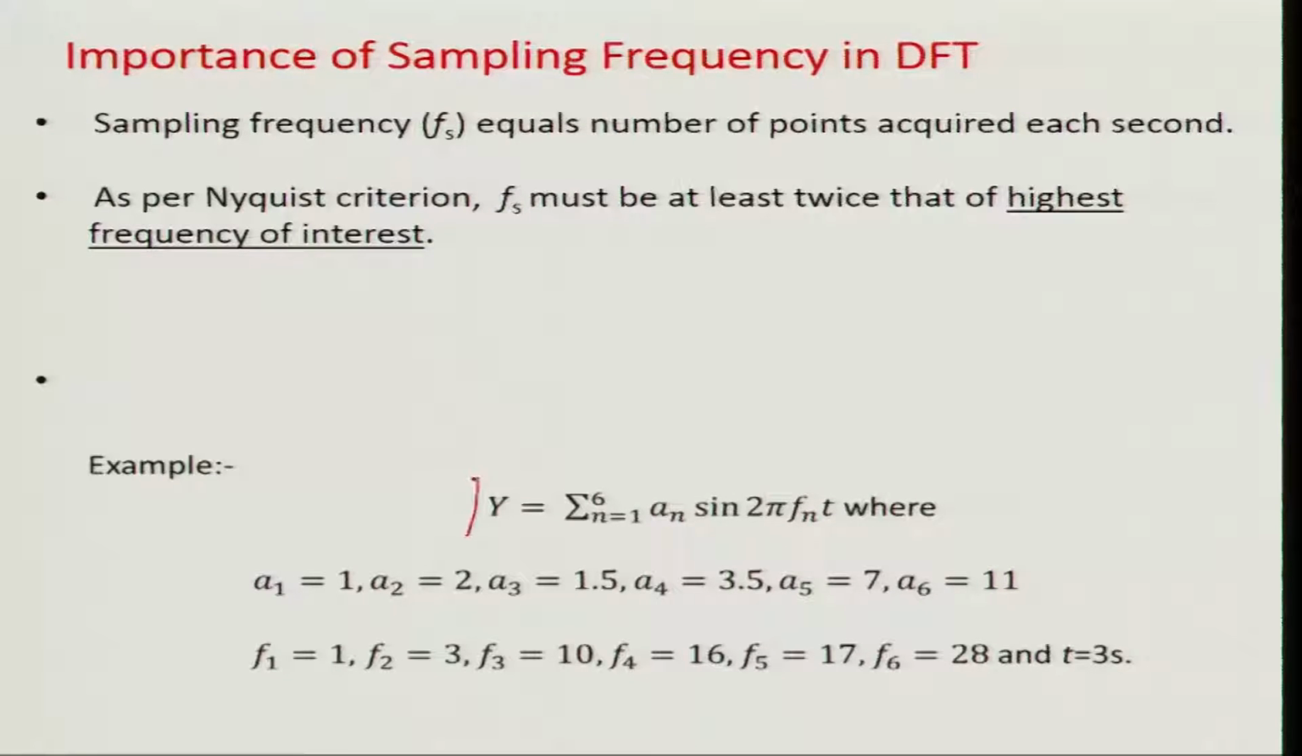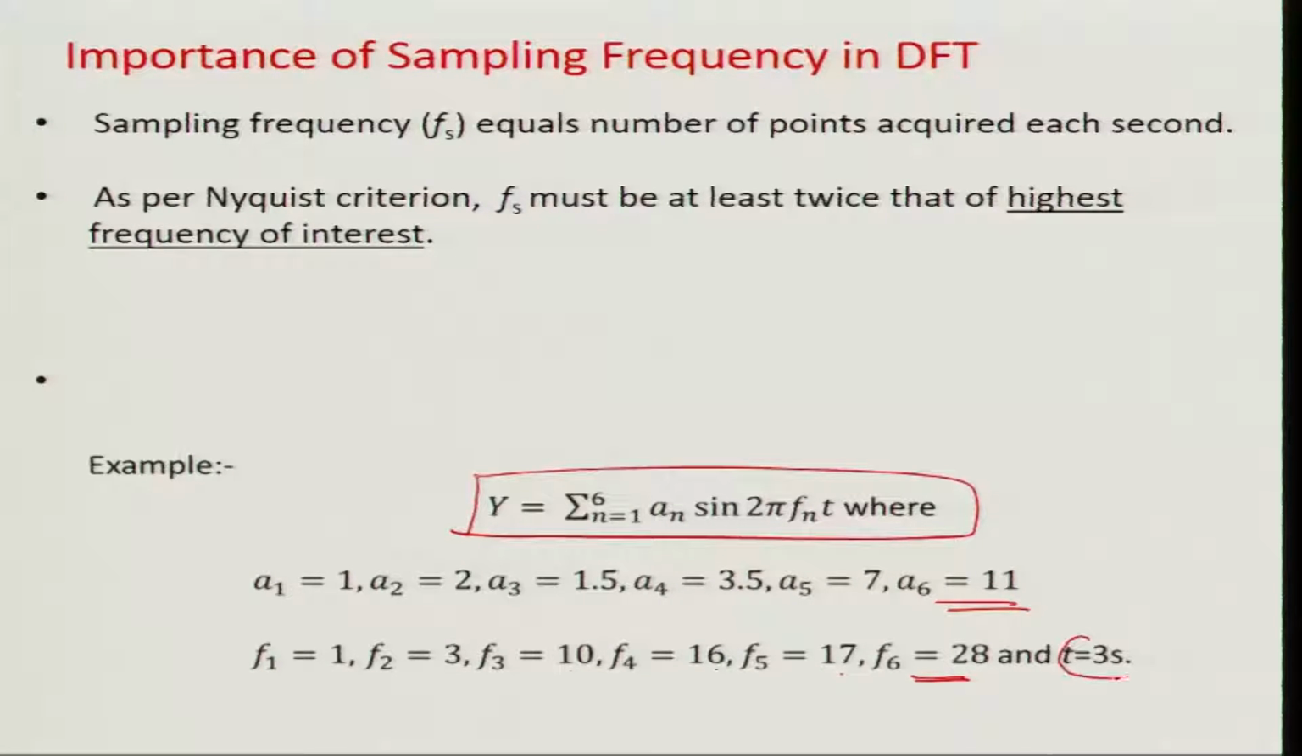So, I have constructed a signal which has 6 frequency components f1, f2, f3, f4, f5, f6. f1 is 1 hertz and its amplitude is 1, f2 is 3 hertz, its amplitude is 3, and it keeps on going up to 28 hertz. f6 is 28 hertz and its amplitude is 11, and I am generating data for 3 seconds. So, that is fairly large, which is good. Okay. Now, f6 is equal to 28 hertz.